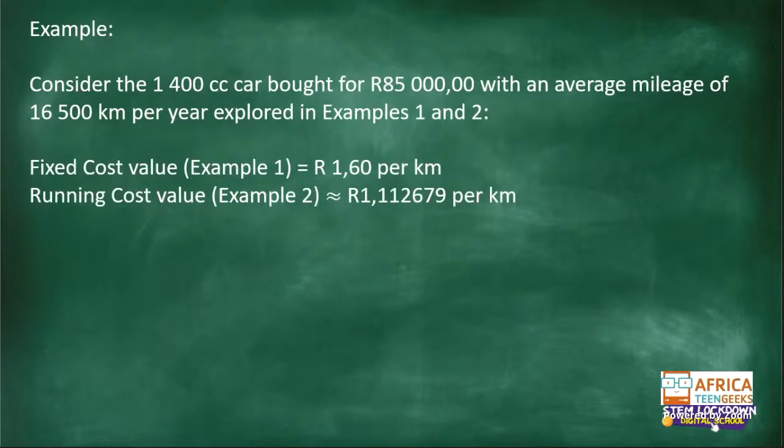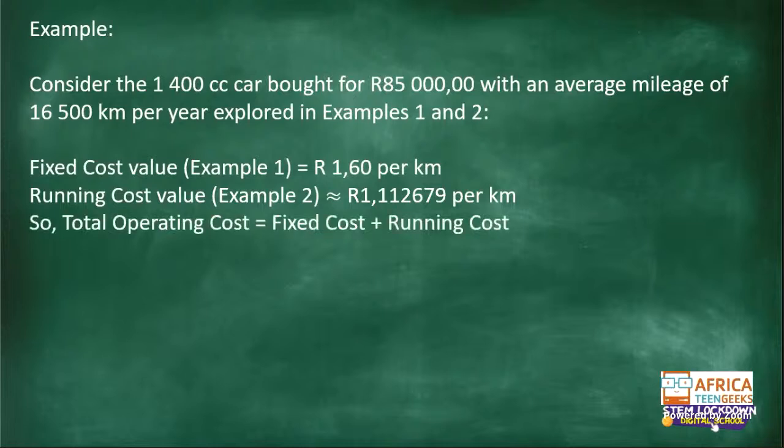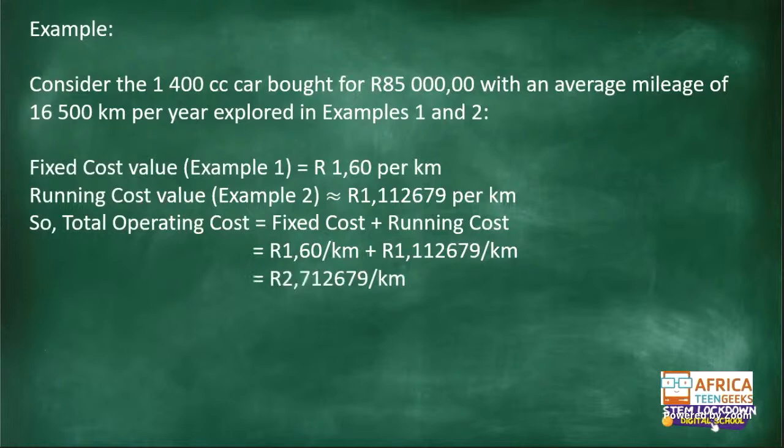But the running cost, of course, will be 1.11 rand per kilometer, as we have done. And the total operating cost per kilometer will be the fixed cost plus the running cost. So you add 1.60 per kilometer plus 1.11 rand, and this will give you 2.71 rand per kilometer.